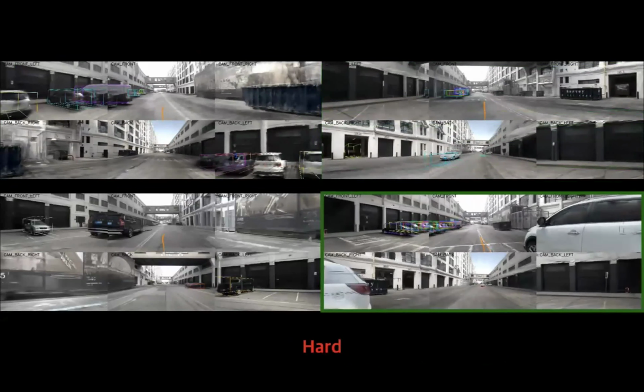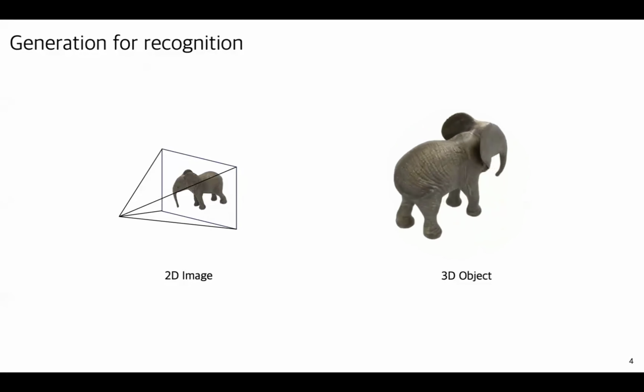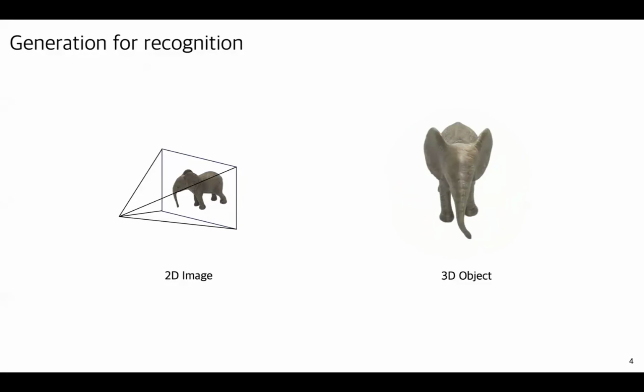And I think there is also one very interesting aspect of generative models, which aligns well with the topic today for this session. That is generative models for computer vision or for recognition tasks. So if we, as humans, are given such a 2D image, we can easily imagine how the corresponding 3D object looks like, right?